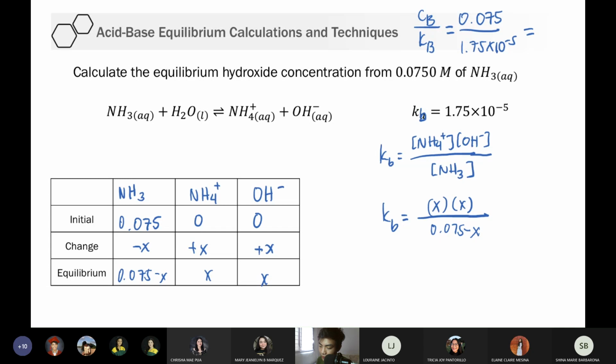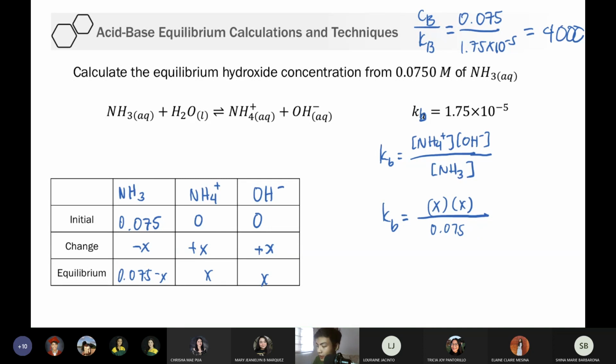So the ratio is 4,285, na. 4K na lang. So that's greater than the threshold na 1,000. So that means we can use the small x approximation. Okay? So ibig sabihin nun, the x on your denominator can be removed na. Pwede na natin siya burahin. Okay? So burahin na natin siya.